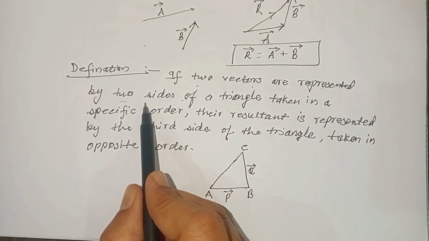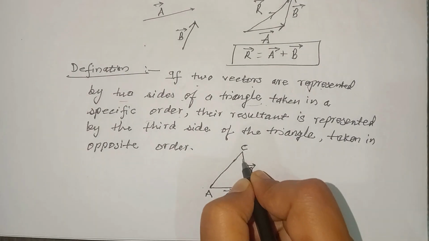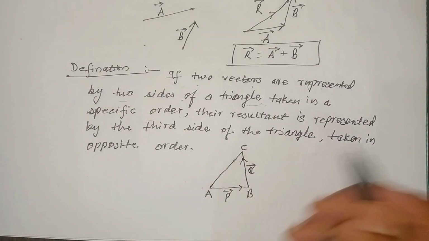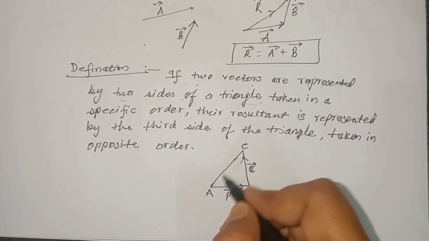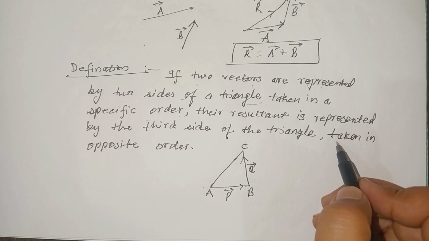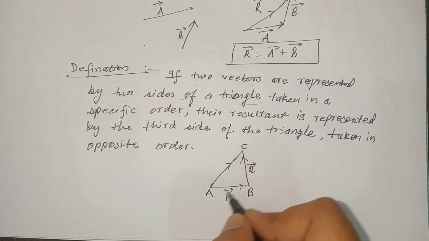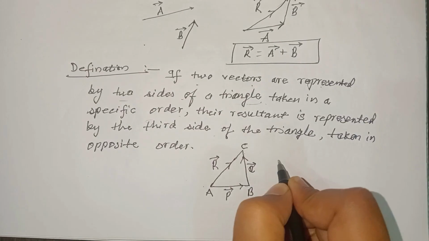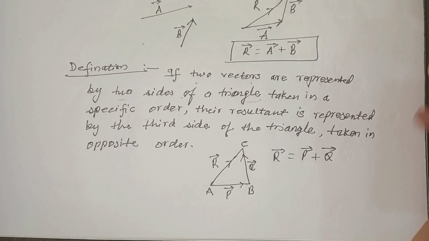Two vectors are represented by two sides, taken in a specific order. A specific order means clockwise or anti-clockwise. These two are forming the clockwise movement. The resultant will be represented by the third side. This third side AC will show the resultant if taken in the opposite order. If these are taken clockwise, this will be taken anti-clockwise. So these two are clockwise, and this one is anti-clockwise. AC shows vector R, which is the resultant of P and Q. The resultant vector will be shown by vector R taken in the opposite order.